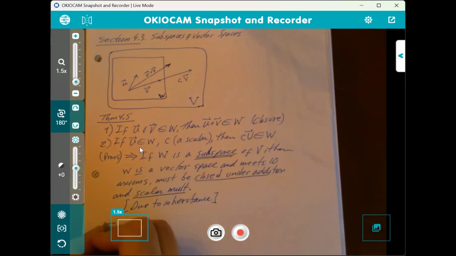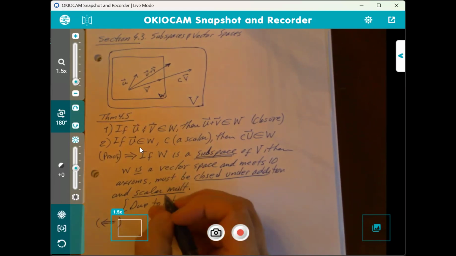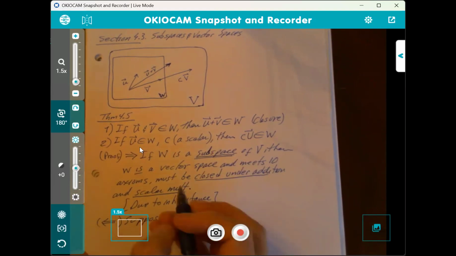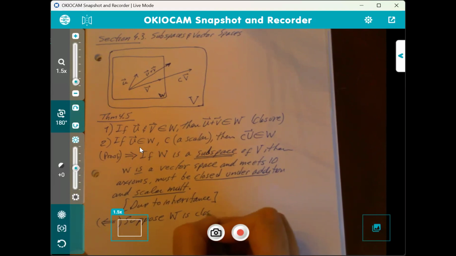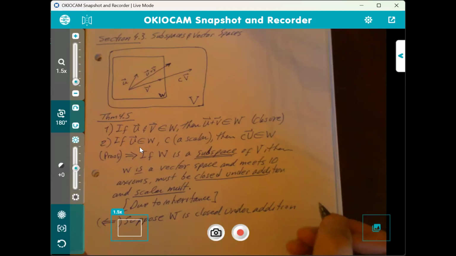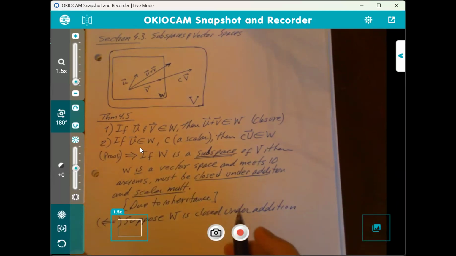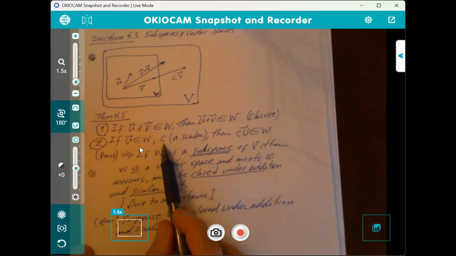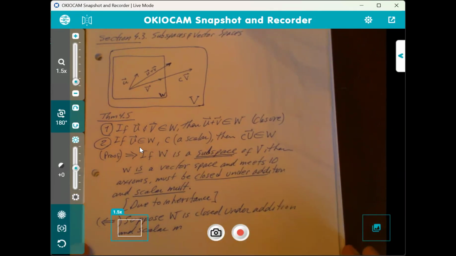Now, going the other direction. So what if it's not a subspace? And this time we simply say, well, suppose W is closed under addition, and let's say addition and scalar multiplication. In other words, number 1 and 2, let's say these two hold. If these two hold, therefore, W must be a subspace.